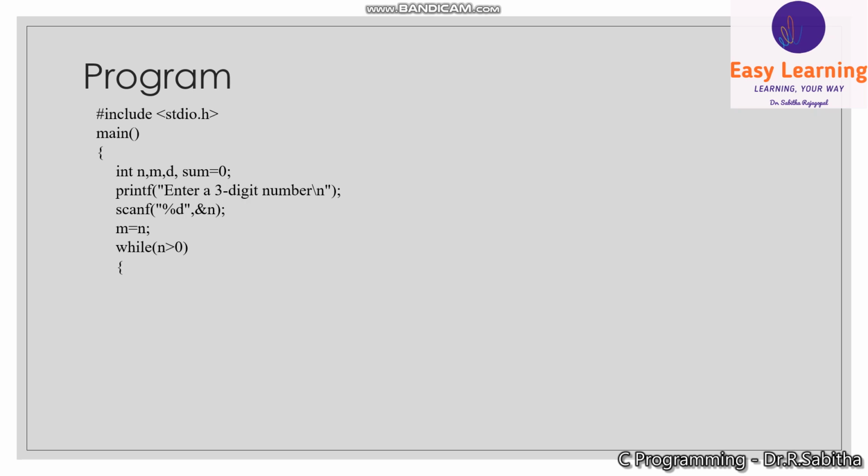So in that case, we should follow some repeated logic. Repetition will be done because first the first digit will be extracted, second the second digit, then the third digit. So in order to do this process, I am going to use a while loop. This n is the input value. So when n is greater than 0, I am going to repeat the process. What process? You are going to extract the digits and then perform the summing operation.